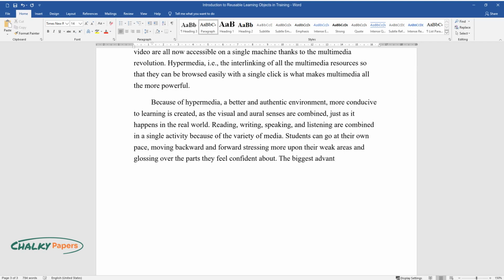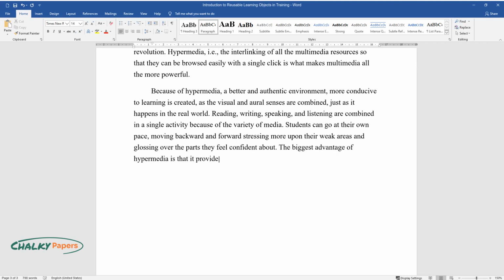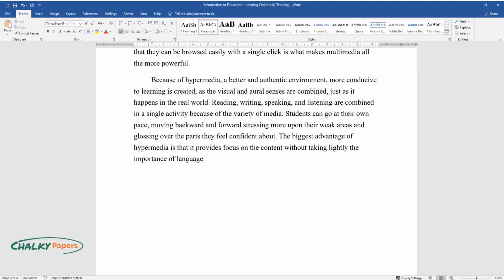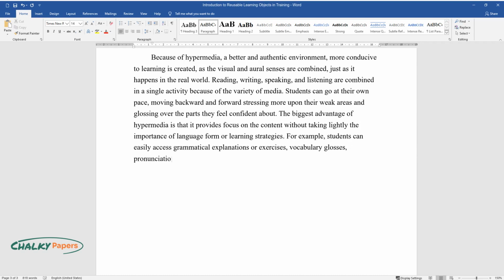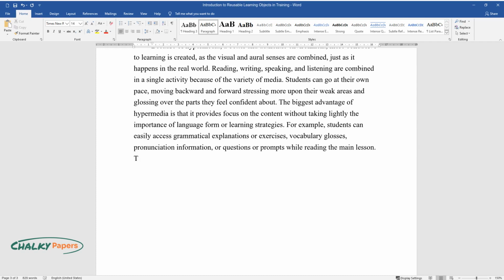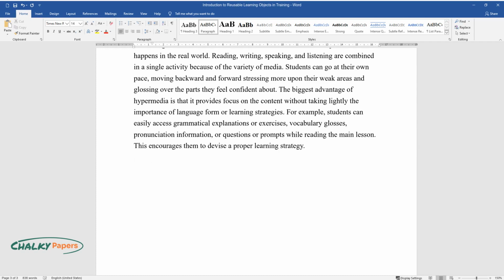The biggest advantage of hypermedia is that it provides focus on the content without taking lightly the importance of language form or learning strategies. For example, students can easily access grammatical explanations or exercises, vocabulary glosses, pronunciation information, or questions or prompts while reading the main lesson. This encourages them to devise a proper learning strategy.